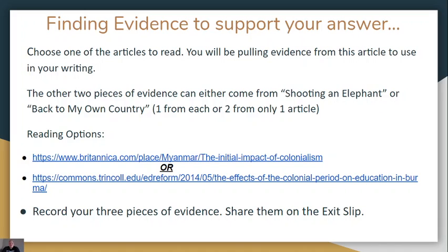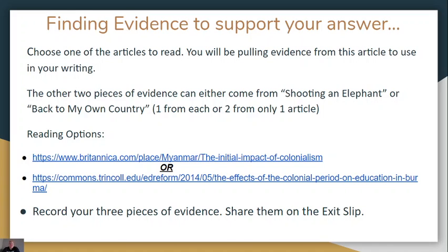In order to help you answer the question, I provided 2 pieces of text that can help you find evidence to support your answer. So you're going to choose one of the articles to read. You will be pulling evidence from that article to use in your writing. The other 2 pieces of evidence can either come from Shooting an Elephant, which we read last Wednesday, or Back to My Own Country, which was from last Monday.